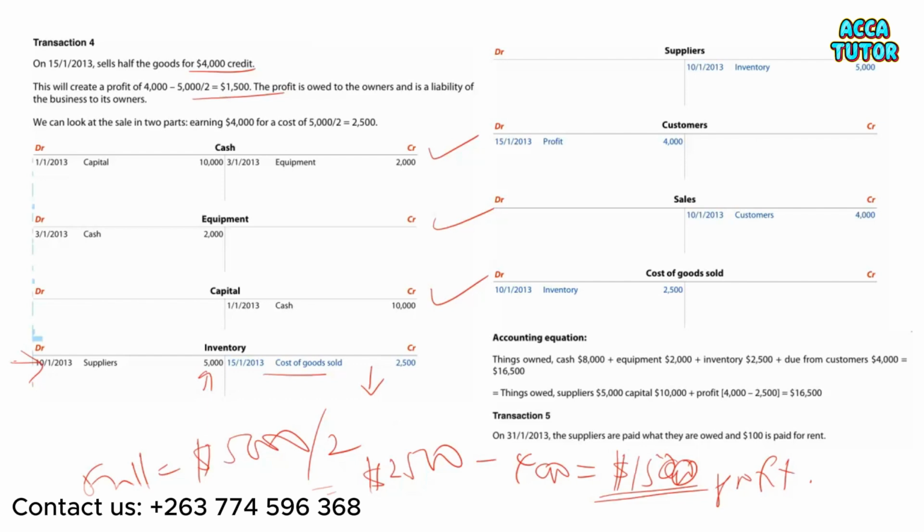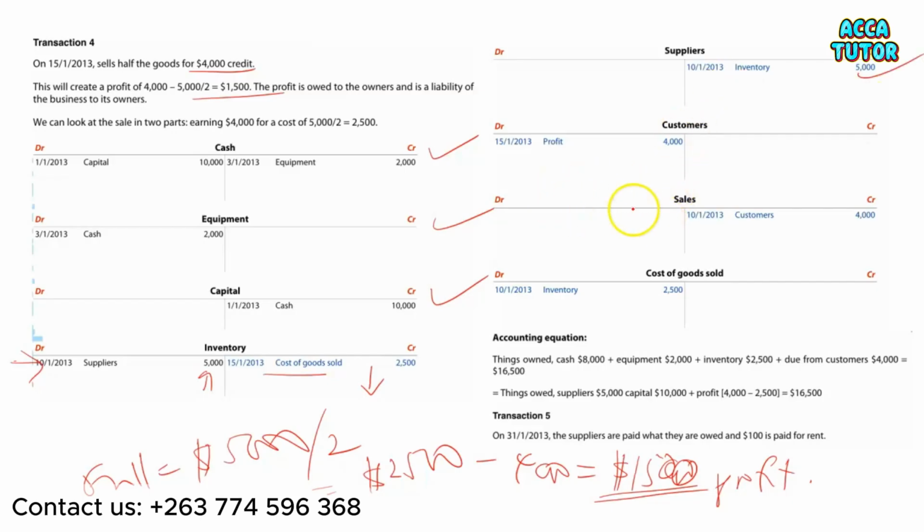Remember, the inventory account is an asset account. When we want to reduce it, we credit it. So this is why we are having a 2,500 credit entry there. Now, the suppliers are still owed $5,000. Remember, we bought the items for $5,000 on credit. So whether we sold all or half, it doesn't matter to the suppliers. They want their money in full. So they still want their $5,000.